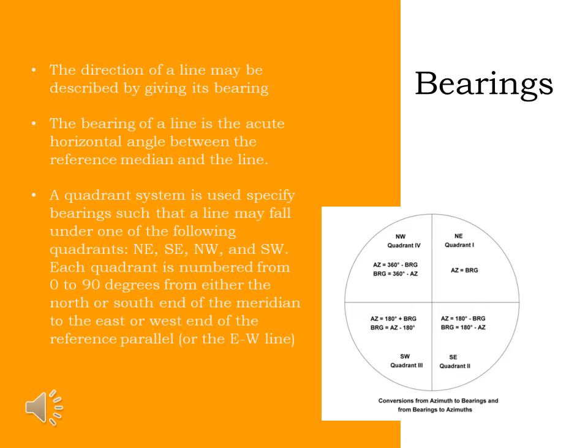The direction of a line may be described by giving its bearing. The bearing of a line is the acute horizontal angle between the reference meridian and the line. A quadrant system is used to specify bearings such that a line may fall under one of the following quadrants: northeast, southeast, northwest, and southwest. Each quadrant is numbered from 0 to 90 degrees from either the north or south end of the meridian to the east or west end of the reference parallel, or the east-west line.